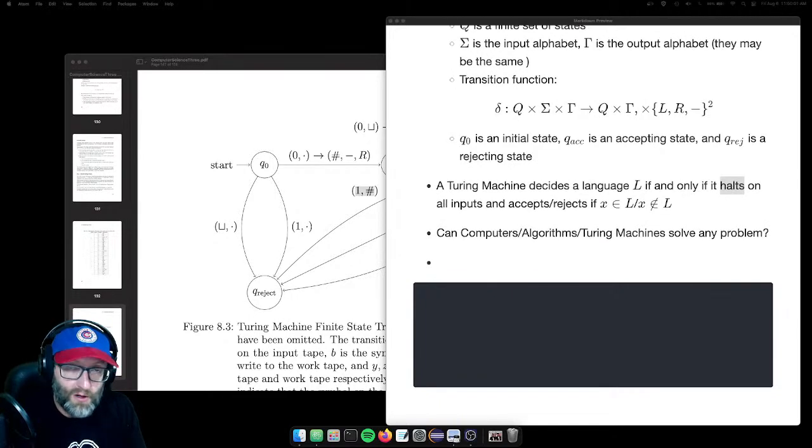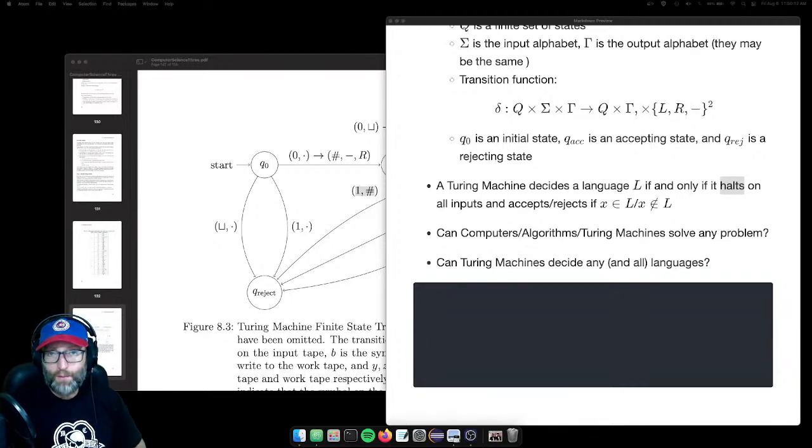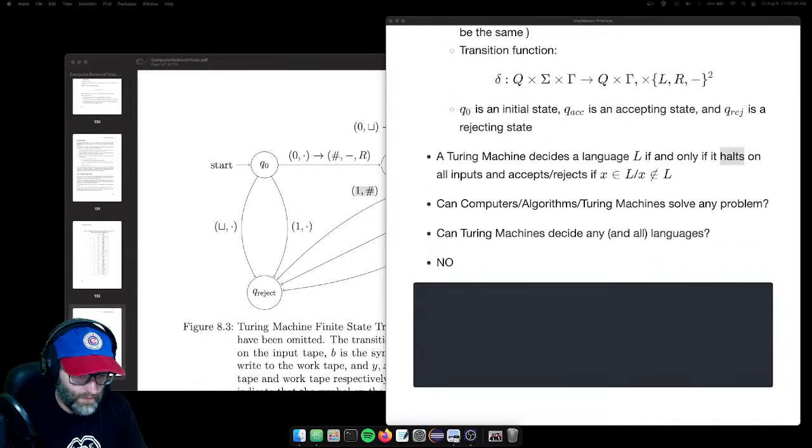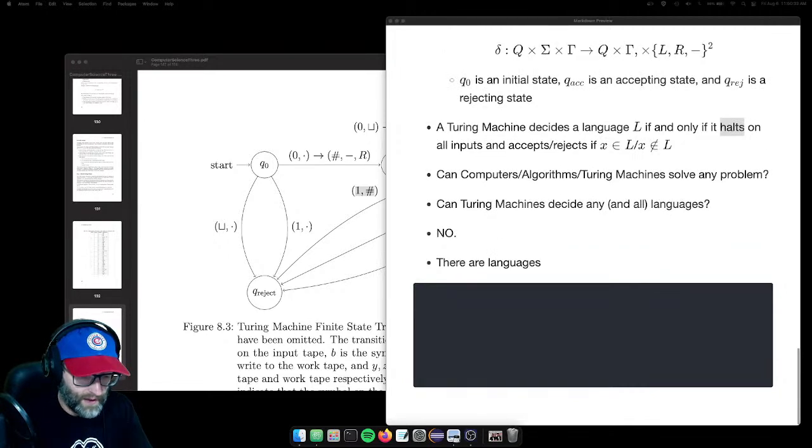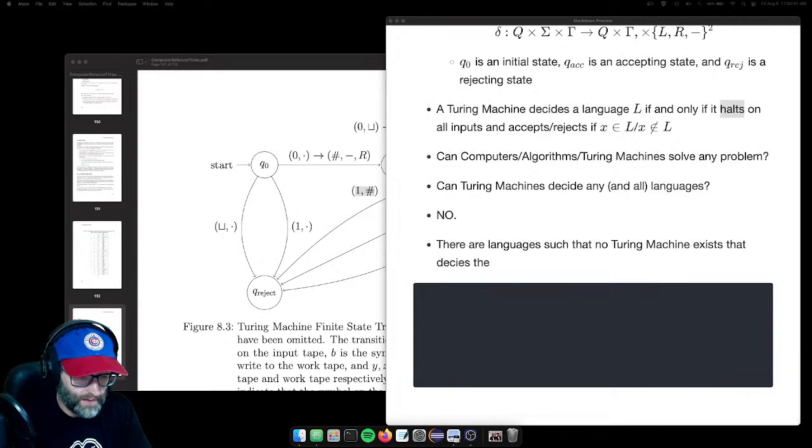So what I'm going to do is I'm going to rephrase that. Can Turing machines decide any and all languages? Is there a problem that you can formulate in binary and ask the question, is it in the language or is it not in the language? And is there a Turing machine out there, an algorithm out there that can solve that problem? And the answer is a resounding no. Right? There are languages such that no Turing machine exists that decides them.